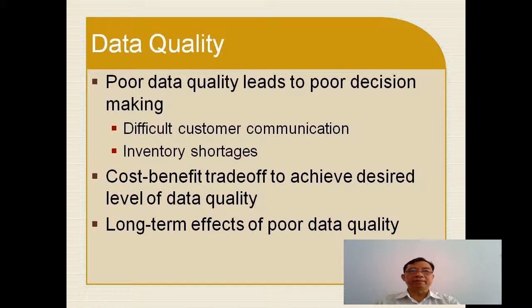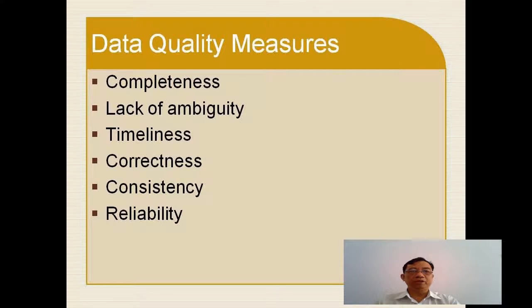Data quality measure. The first one is completeness. Database represent all important parts of an information system, so the data must be complete. Lack of ambiguity, as I discussed before, each part of the database must have only one meaning. About the timeliness, business changes are posted to a database without excessive delays, not delay, but be on time.